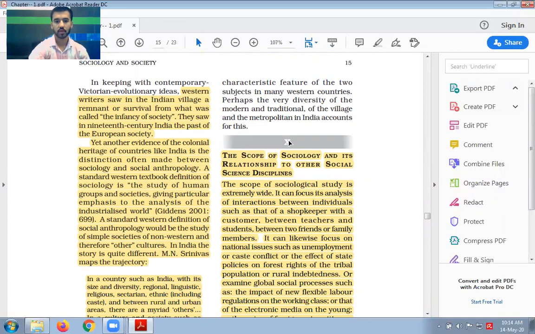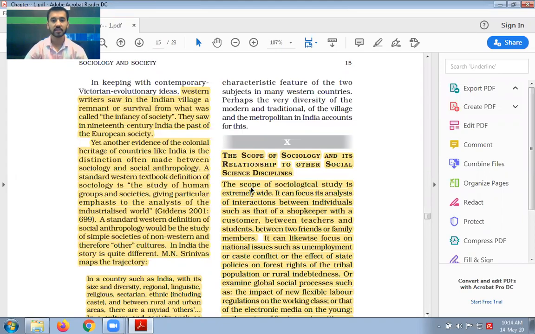So today we're gonna do the last topic, the scope of sociology and its relationship to the other social sciences disciplines. Now, look, when we talk about scope, then it means dimensions, right? To what extent a particular subject can be studied, and what are the other disciplines that affect this subject in one way or another. We're going to understand that, right?